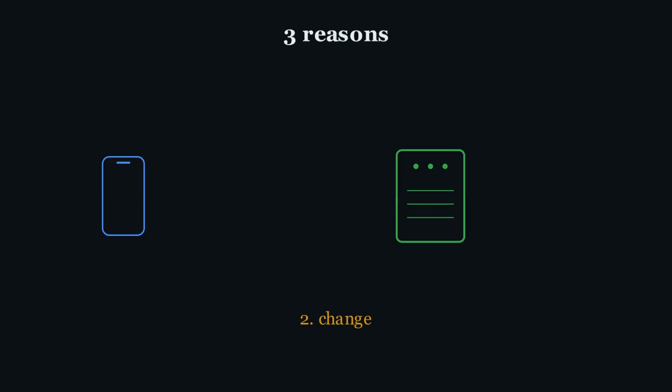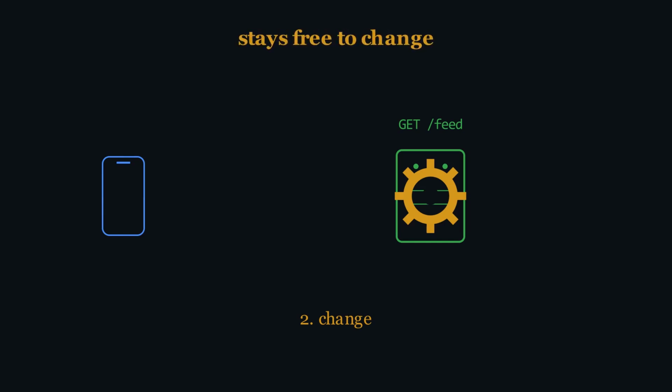Second, the list lets everything behind it change. The team can rewrite the code, swap the storage, move to a different machine entirely, and no app on earth breaks, as long as get slash feed still returns a feed. That's the single most valuable property of an API. Everything behind it stays free to change.